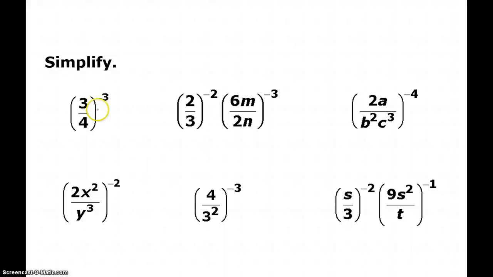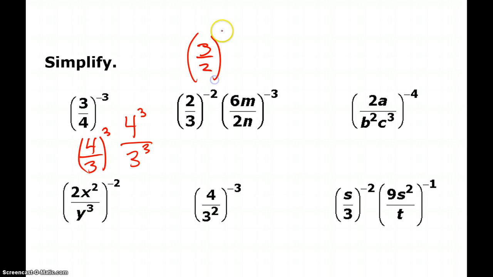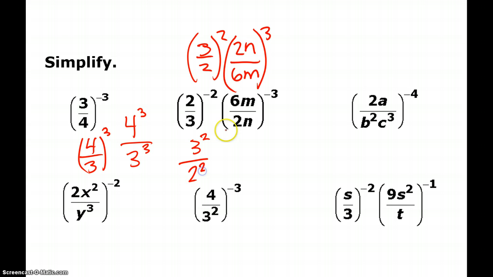Okay, so if I flip this over, I have 4 thirds to the 3, which means I have 4 to the 3, 3 to the 3. This stuff right here, if I flip this over, 3 over 2 to the 2, 2n, 6n to the 3, so that gives me 3 to the 2, 2 to the 2, 2 to the 3, n to the 3, 6 to the 3, n to the 3. And now all of this stuff is just mushed together.